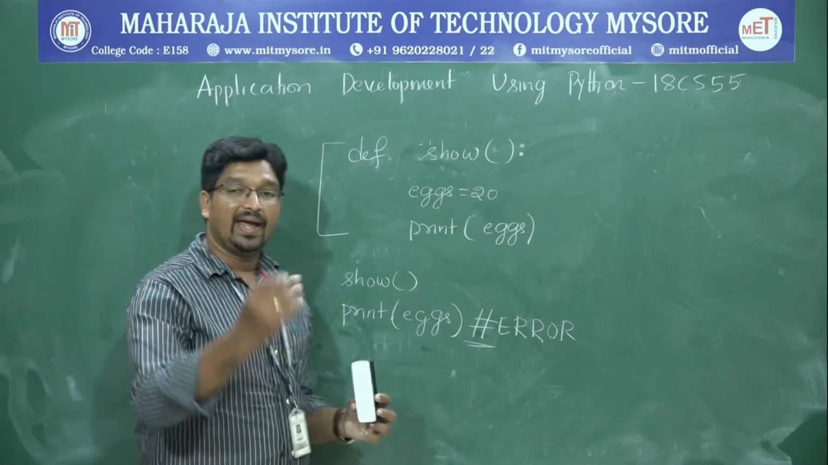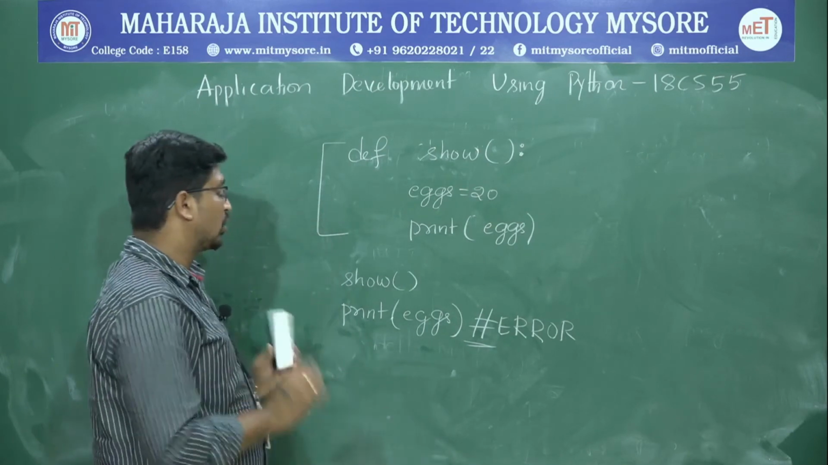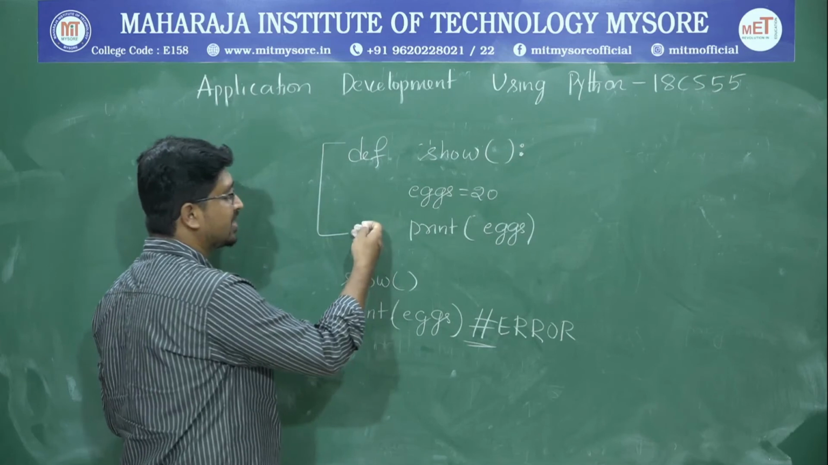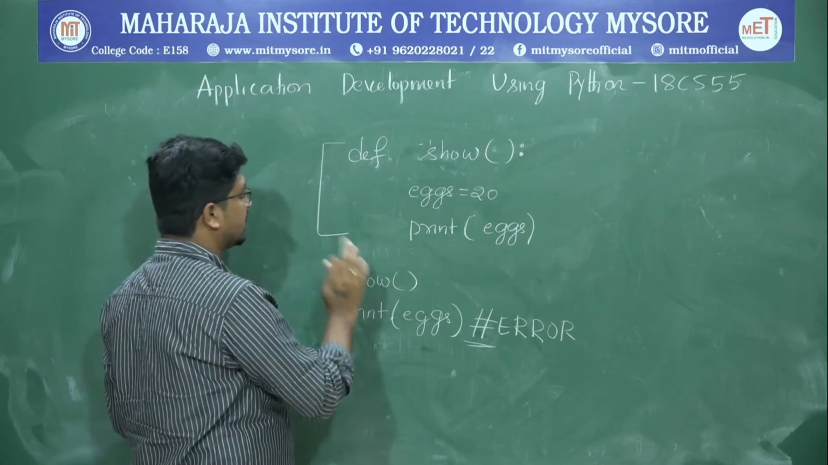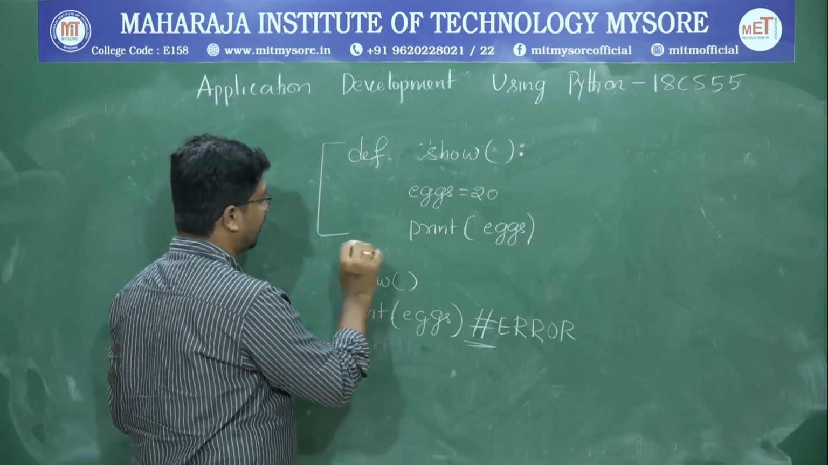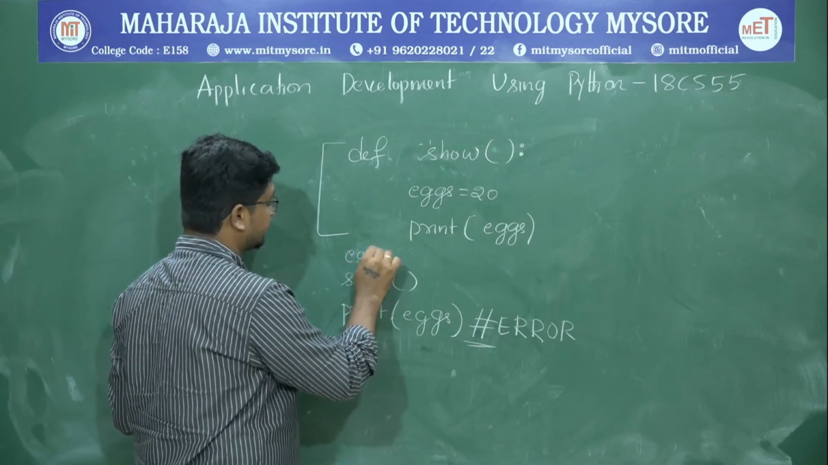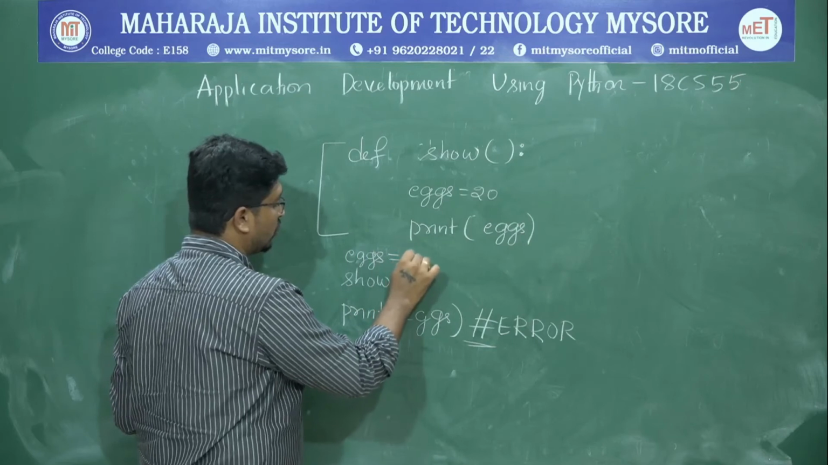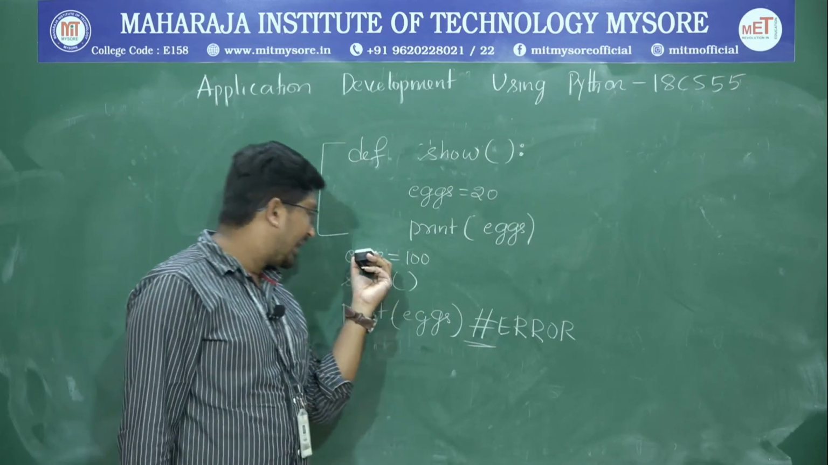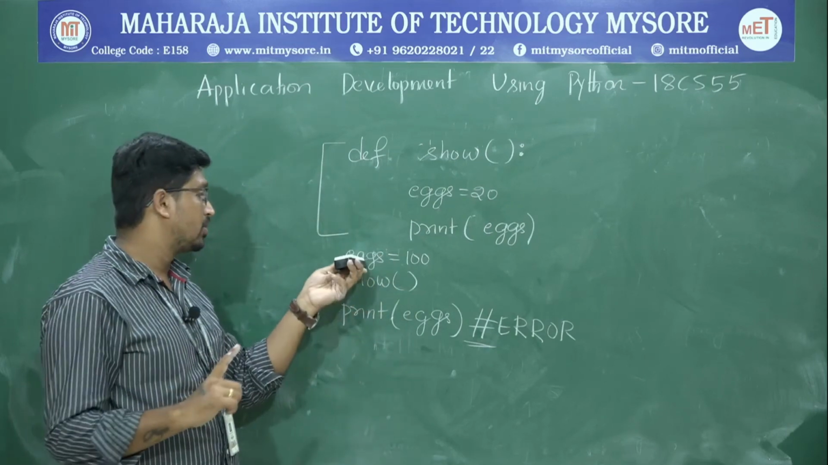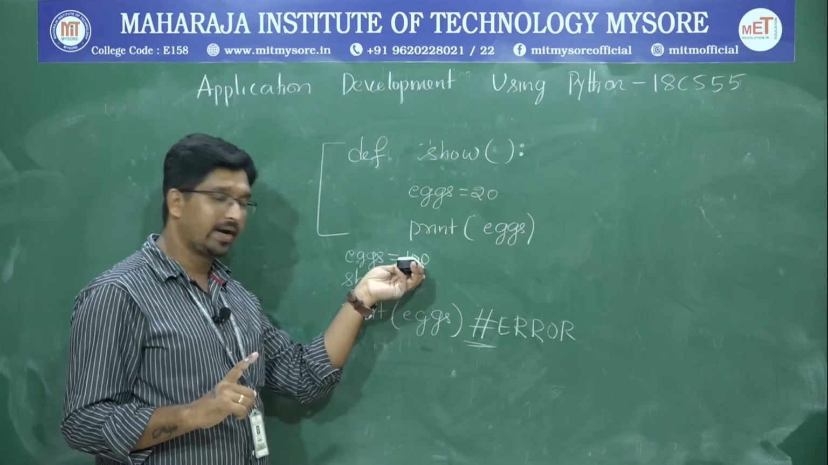Okay, let us make x a global. How to make x a global? Just define and initialize it outside the method or function. Let us say x is equal to 100. So I have a global variable called x is equal to 100.